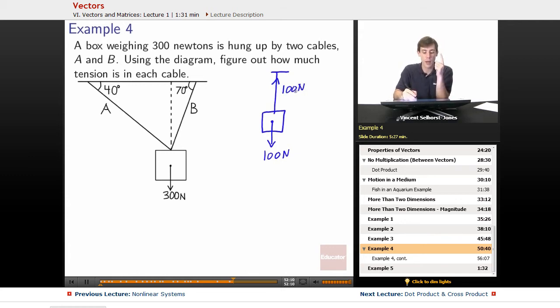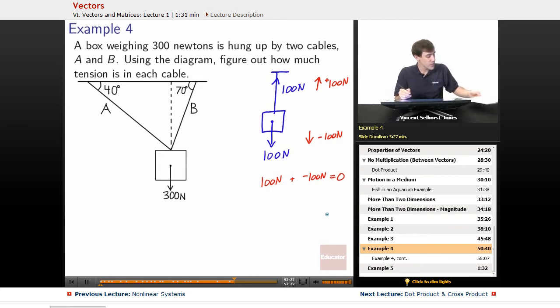So 100 newtons going up and 100 newtons going down. Now notice, as a vector, this would be a positive 100 newtons, right? Because it's in the up direction. As a vector, this would be a negative 100 newtons in the down direction. So if we take positive 100 newtons and add that to negative 100 newtons, we get 0. This makes sense because no force means no acceleration, right? The thing is currently stopped, so as long as it doesn't have any acceleration to make it move somewhere, it's not going to pick up any motion.